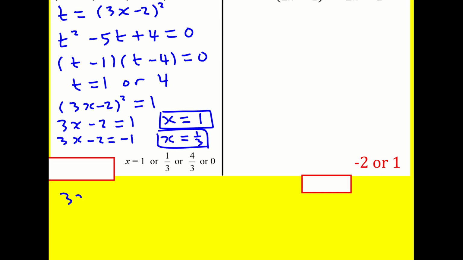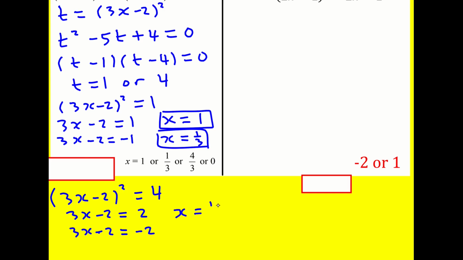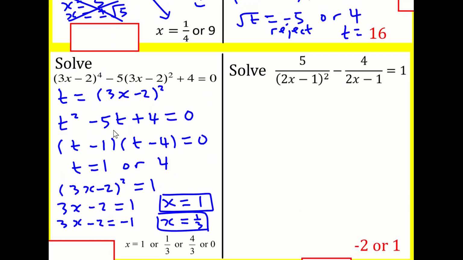Let's deal with the second lot. So 3x minus 2 all squared equals 4. 3x minus 2 is going to be plus or minus 2. I should probably be writing ors in here, but that's what I mean. So here it's going to give me x equals 4 over 3 by adding 2 and dividing by 3. And here I'm going to get 0. Those are my 4 solutions to this problem, this nice hidden quadratic problem.